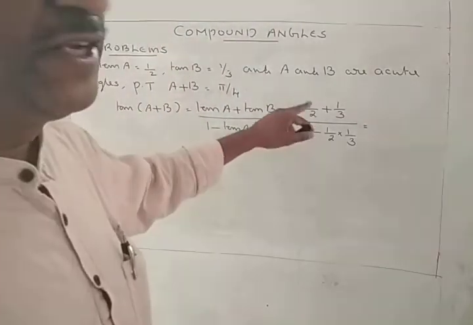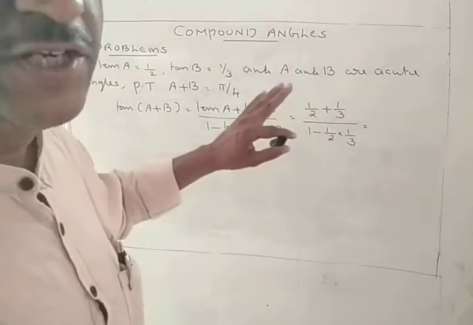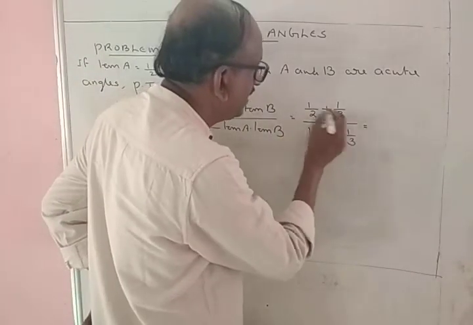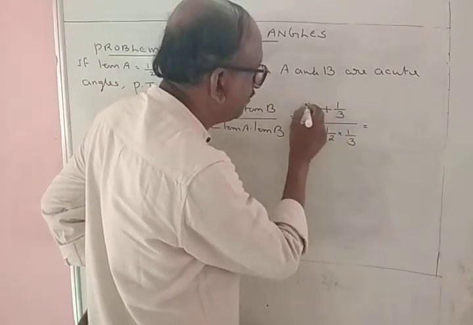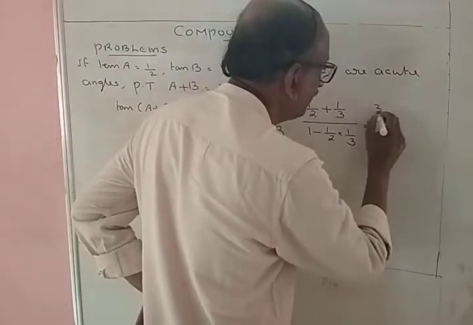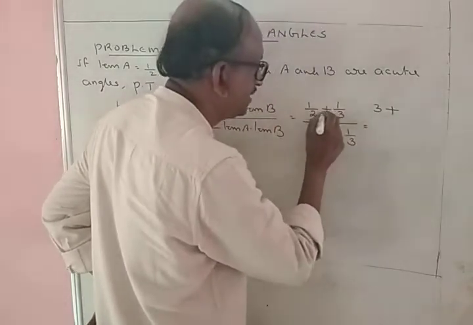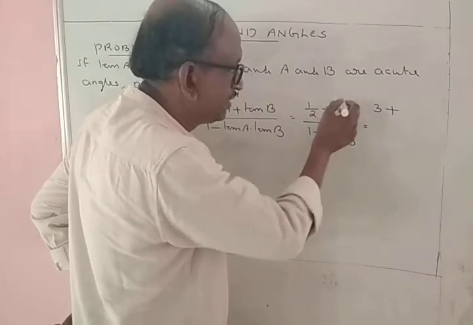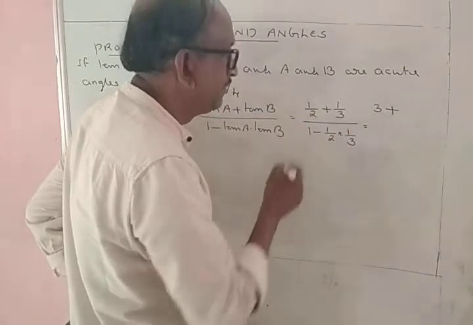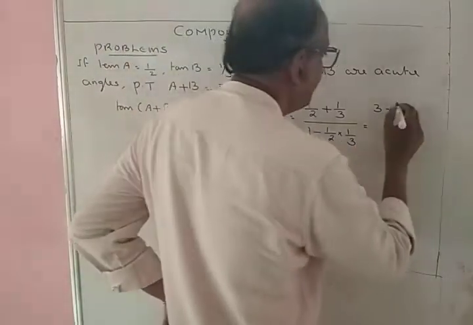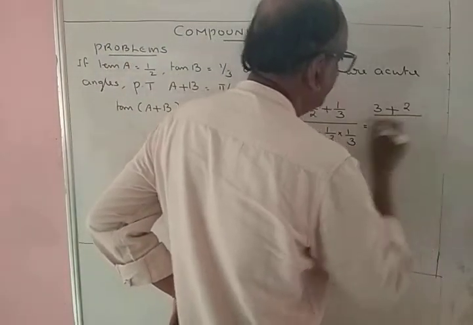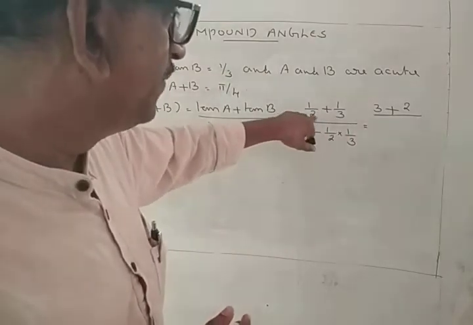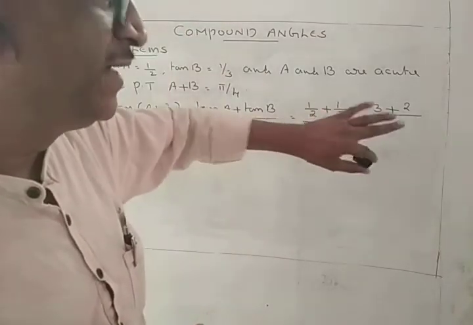Here the simplification of fractions. Simplification of fractions is by the cross multiplication technique. Cross multiply this 1 and this 3: 1 into 3, 3. Plus, this symbol is plus, therefore we put plus here. Then cross multiply these two values, 2 and 1: 2. Divided by the product of the denominators, 2 and 3: 2 into 3, 6.